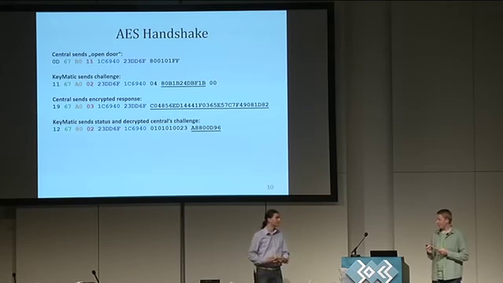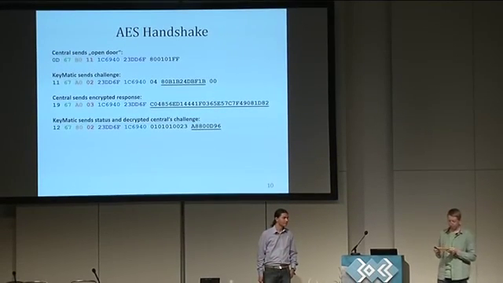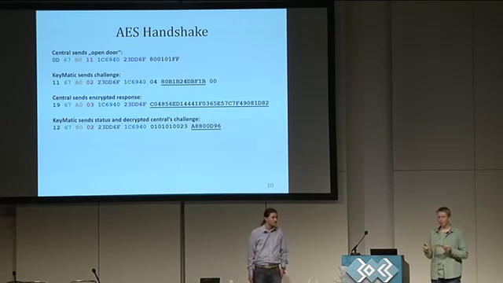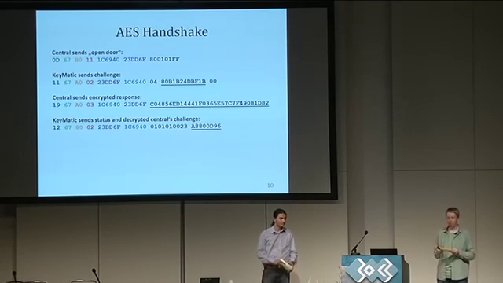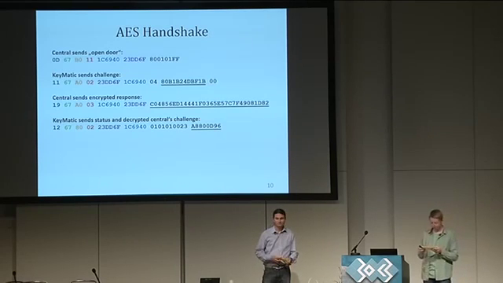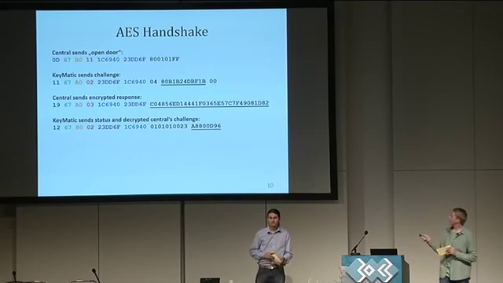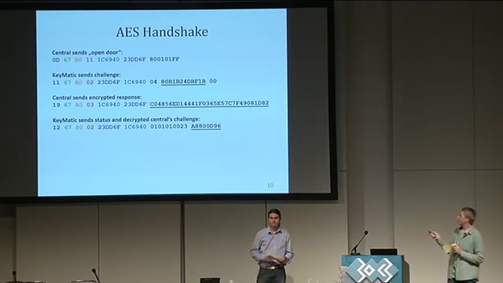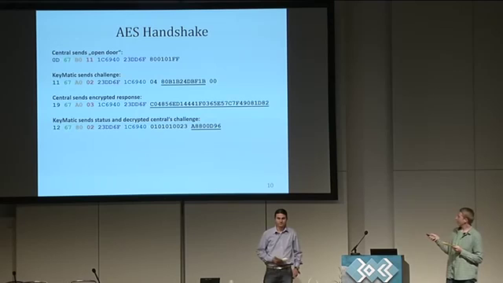But for some devices, like for example the KeyMatic, which locks and unlocks your door, of course you need some kind of authentication so that not anybody can unlock the door to your apartment or house. For this authentication, an AES challenge response handshake is used, meaning, for example, the central sends the command open door to the KeyMatic. This is the command.